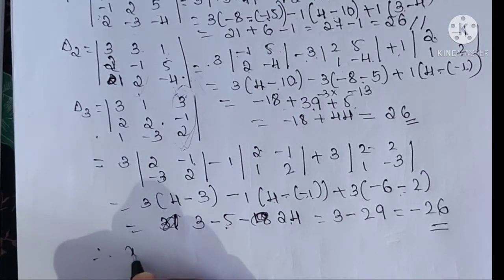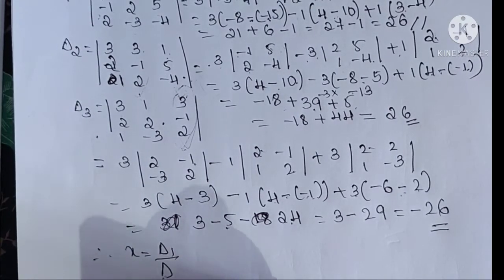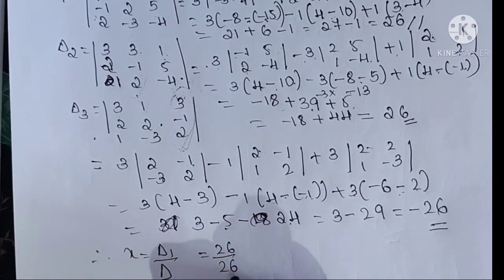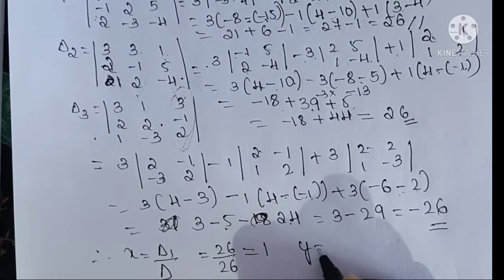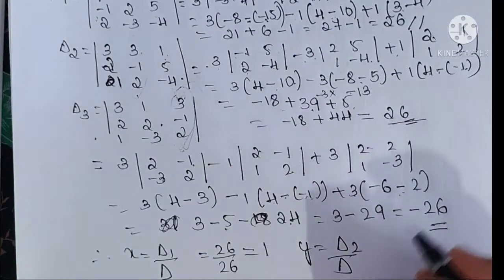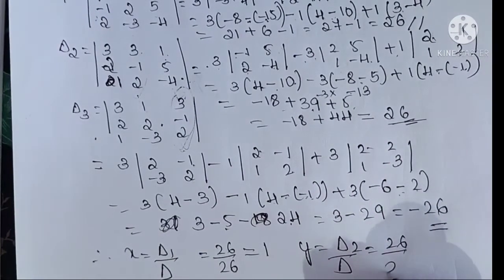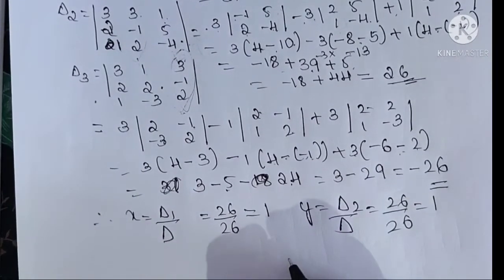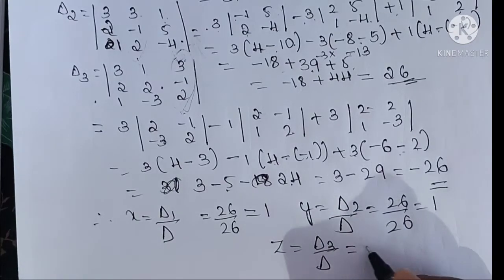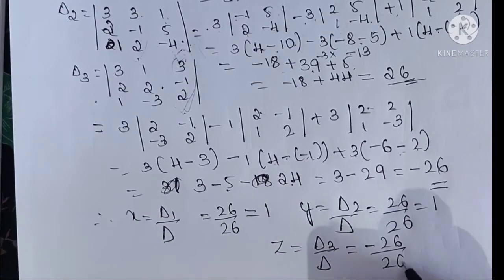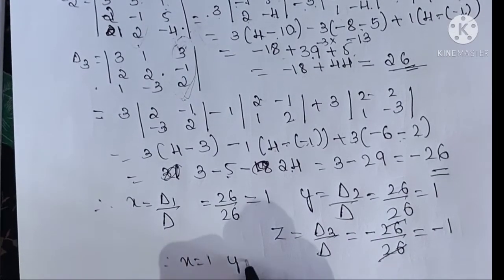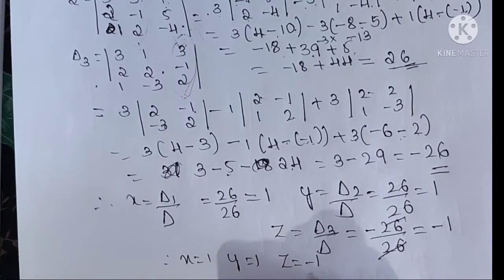Therefore, x is equals to delta 1 by delta. Delta 1 value is 26, delta value is 26, 26 get cancelled, 1. Y is equals to delta 2 by delta. Delta 2 value is 26 divided by delta value 26, it is also 1. Z is equals to delta 3 by delta. Delta 3 value is minus 26 divided by 26, 26 get cancelled, minus 1. Therefore, x is equals to 1, y is equals to 1, z is equals to minus 1.